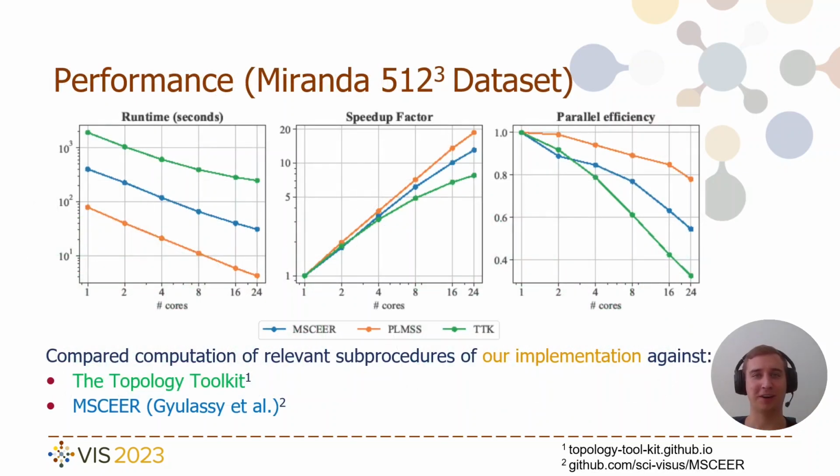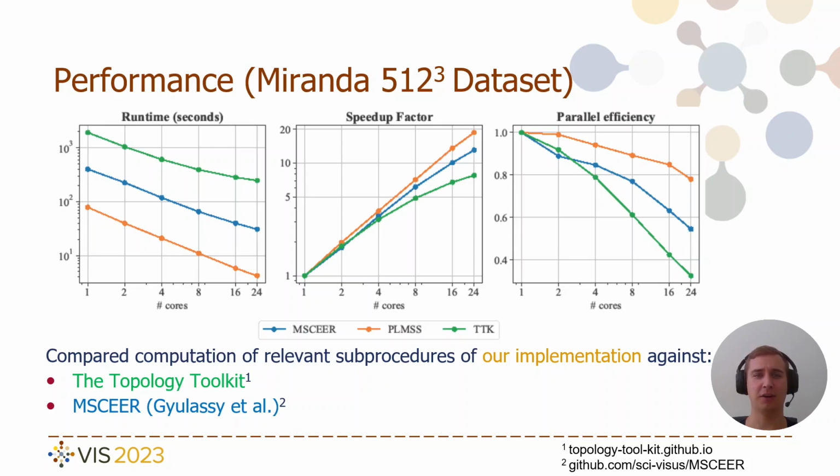So now, for performance analysis, let us compare our implementation to the one of the Topology Toolkit and the one of MSIR by Gyulassy et al. First, the Miranda dataset that we're looking at is a time step of a Rayleigh-Taylor instability simulation. In this simulation, the border of a fuel cell capsule used for fusion burn is being simulated when heated by a laser. Small perturbations at the fuel cell border form and quickly grow, leading to a lot of critical points in the dataset. Regarding runtime efficiency, our implementation is over an order of magnitude faster than TTK and 5 to 7 times faster than MSIR.